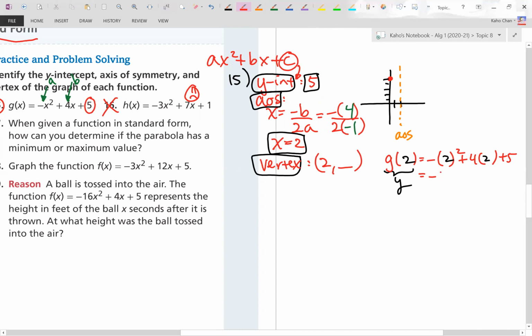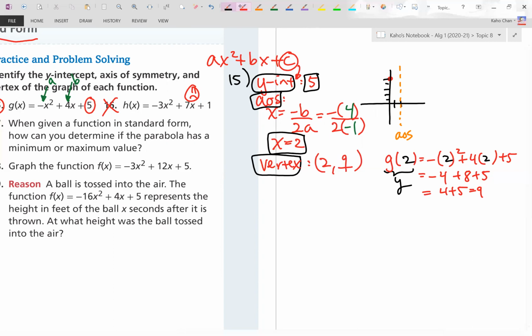2 squared is 4. Nothing to do with the negative sign. -4 plus 8 is 4. 4 plus 5 is 9. Oh my gosh. The vertex is 2, 9. Need a little more space up there. So 6, 7, 8, 9. Way up there. Wow. Ladies and gentlemen, there's my vertex, 2, 9.